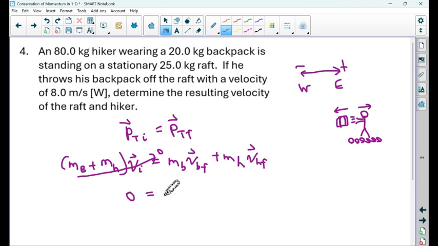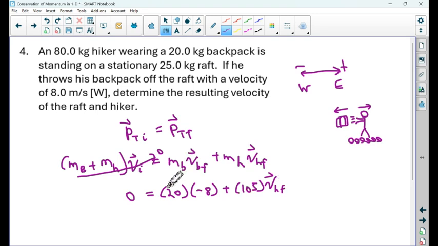Let's sub in for the mass of the backpack, which we know is 20. The velocity of the backpack final, we know it's moving at 8 meters per second west. West is negative, so I'll put a -8 on there. Then I've got the mass of my hiker, which I have to add to the mass of the raft. So hiker is 80, raft is 25. That's 105 total. And the velocity of my hiker final is what I want to try and figure out.